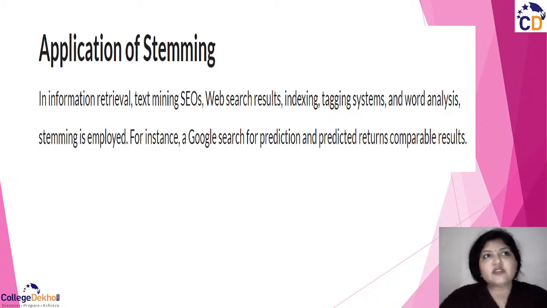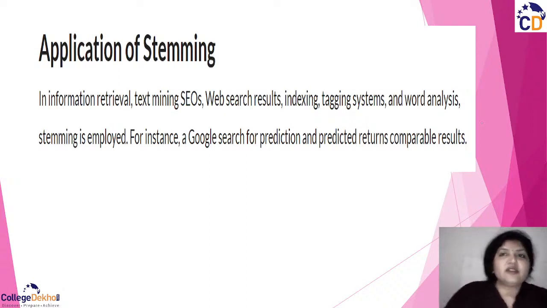The main process is when you want to retrieve information, you may be doing text mining, you may be searching for any text, you may be searching for results on the web, you may be indexing or tagging systems, and you may be analyzing documents. Stemming is employed. So there are a number of applications where stemming is required. For instance, a Google search for prediction and predicted returns a comparable result. So this is how it is used in real-world scenarios, right? These are some of the applications where we use stemming.